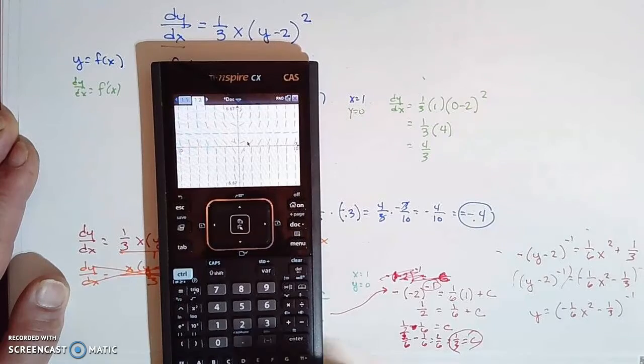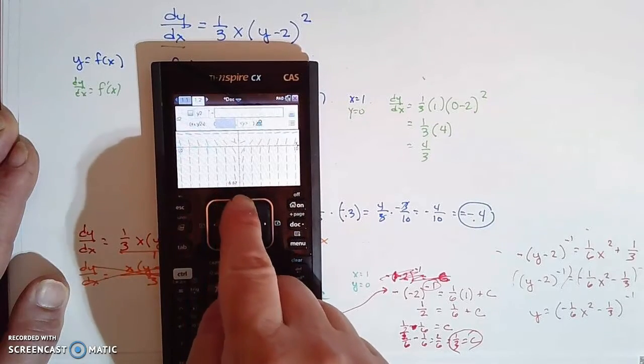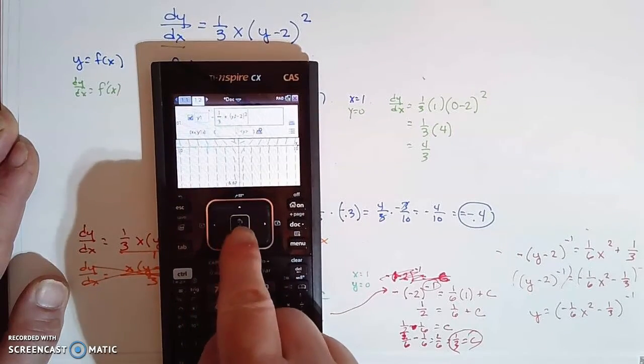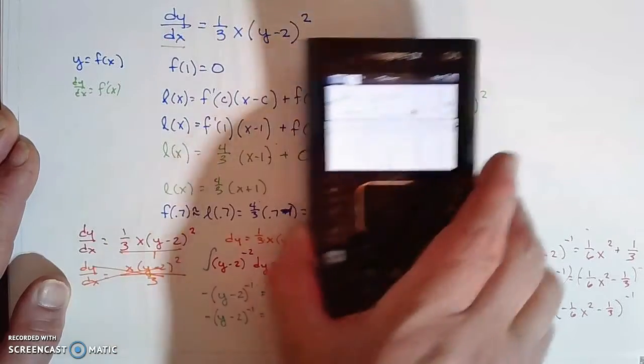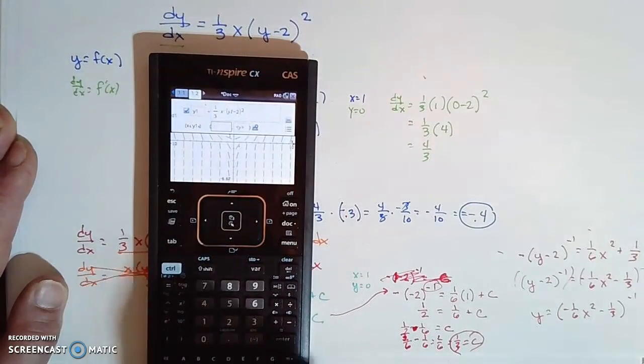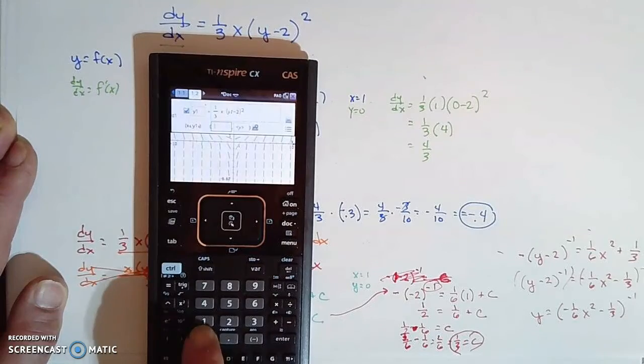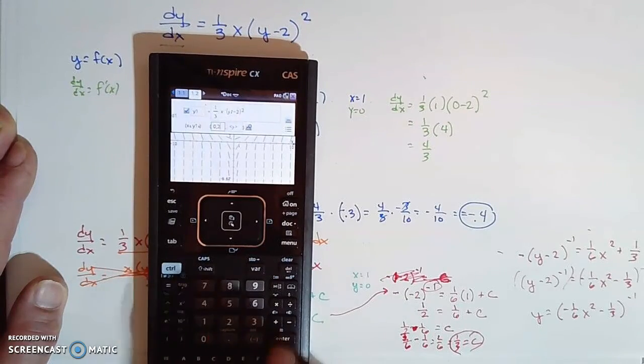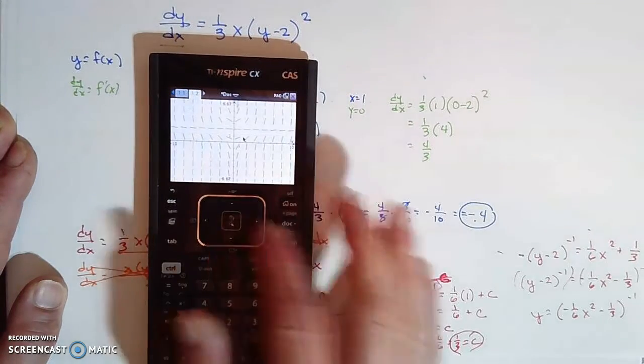There's that slope field. If you want to see the solution for the point 0, 2, you enter in 0, 2, hit enter. Let me zoom out.